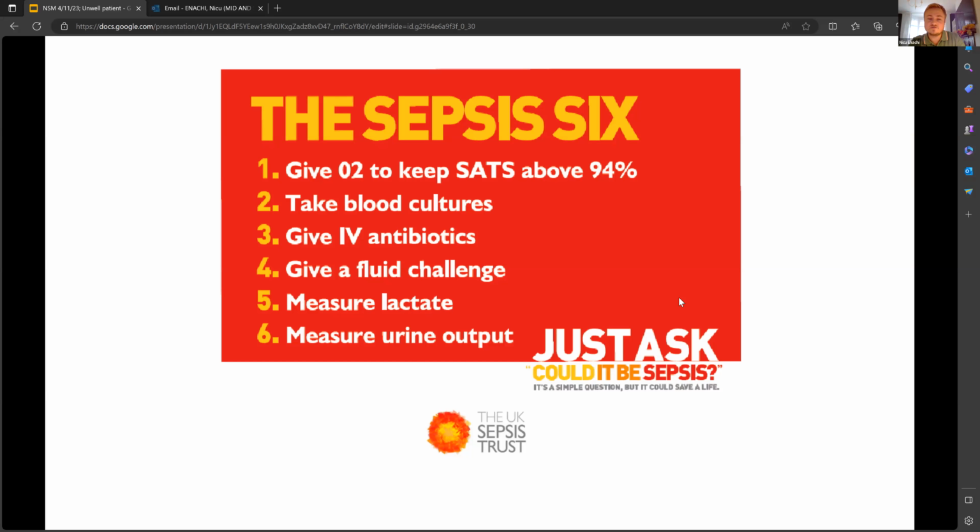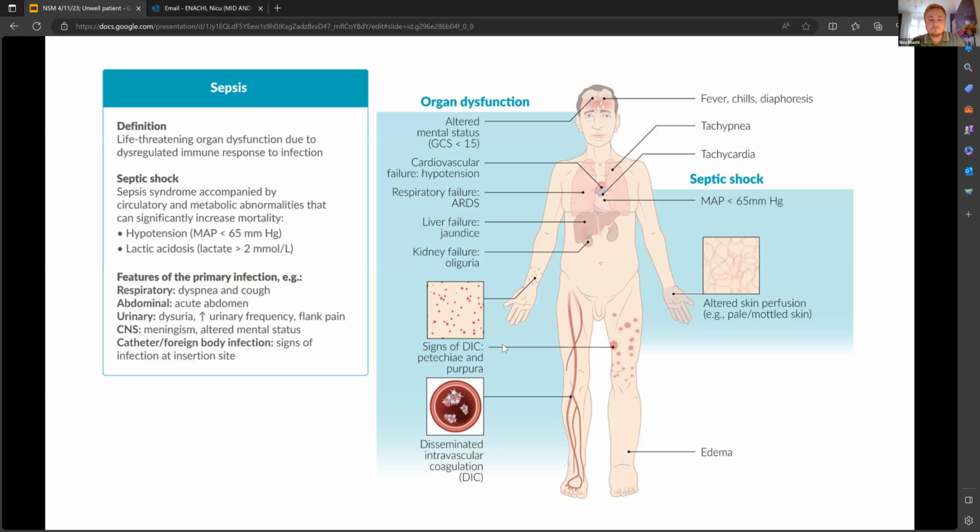So the sepsis 6 includes giving oxygen so the SATs are 94 and above. You take the blood cultures, you've given antibiotics, you've given fluids, you've measured your lactate, and you're measuring your urine output. So if you think about it, that's your B, that's your C, maybe later down, C. That's also part of your ABG, so A, B, and C as well. And urine output is part of your C. So you would have covered a sepsis 6 within your first ABC assessment. It's a busy slide, but remember sepsis.